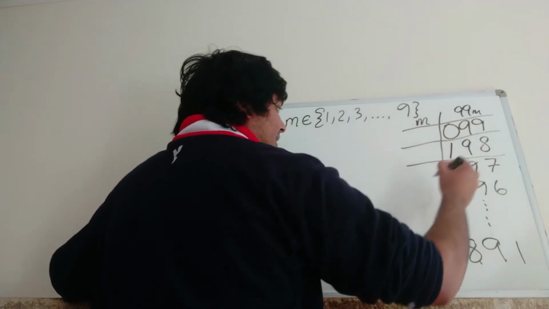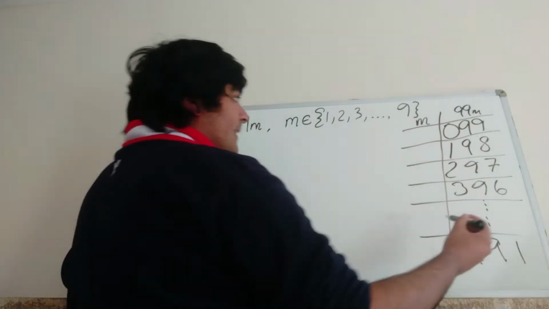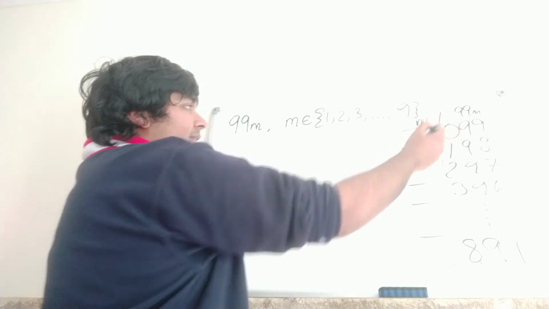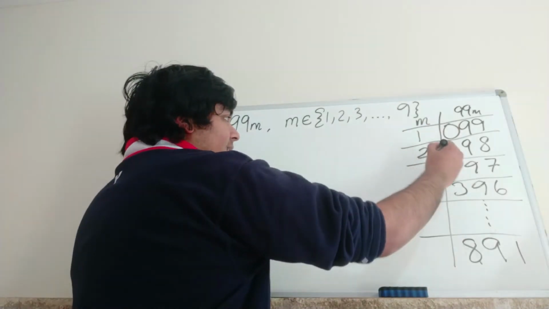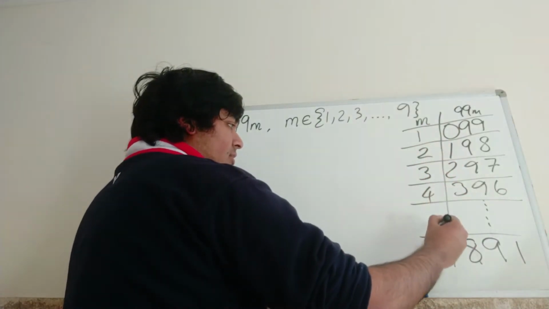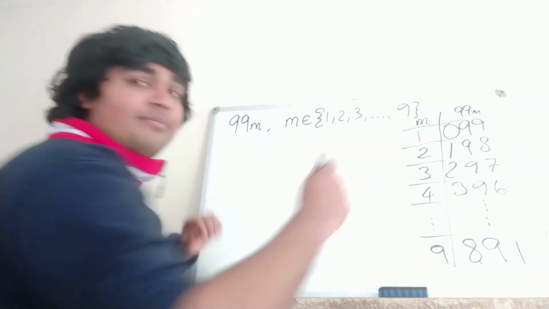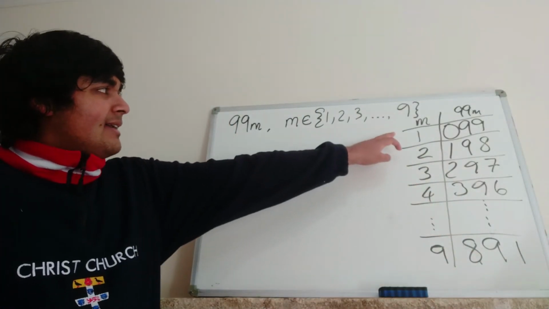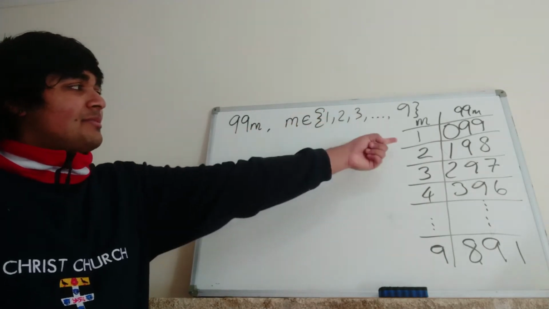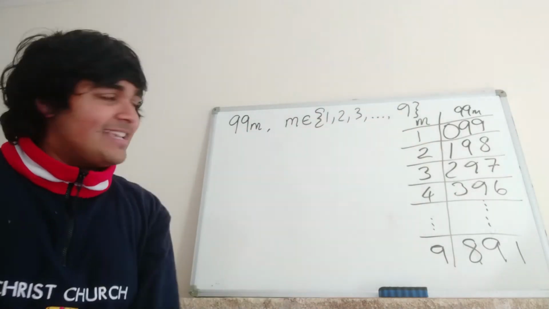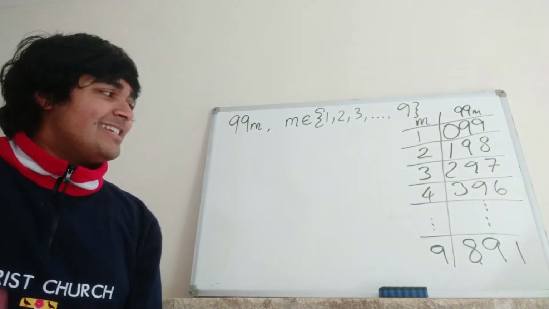Draw a little table like this. Okay, so when M is 1, 99M isn't just 99, quite obvious. 2, 3, 4, and this one here is 9. Okay, so hopefully you can see that. When M is 1, 99 times 1 is 99, 99 times 2 is 198, and so on, all the way down to 99 times 9 is 891.